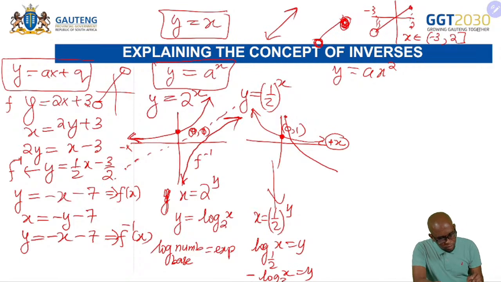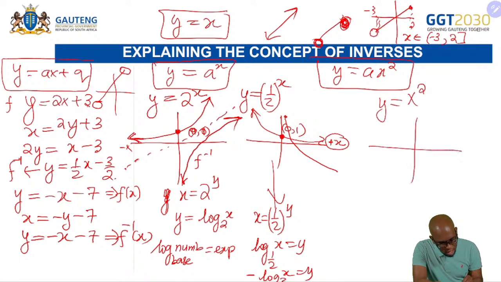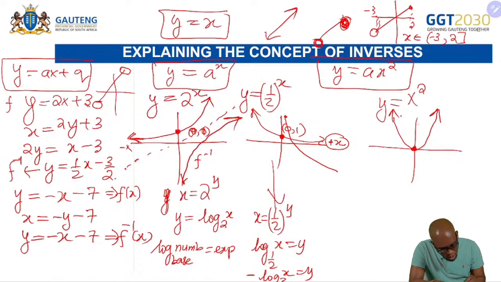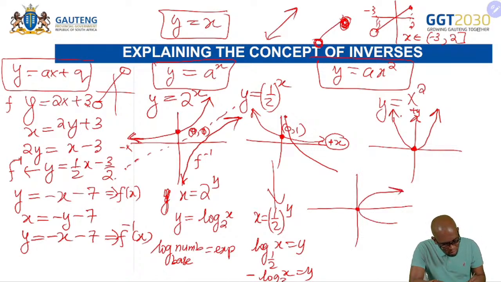Now, with the parabolic functions, if you look at y is equal to x squared, if you draw this graph here, this is generally what we're going to get. Now, if you are to interchange x and y, then your graph starts at 0 and faces up to the positive y. So now the new one will also start at 0 and will face up to the positive x.